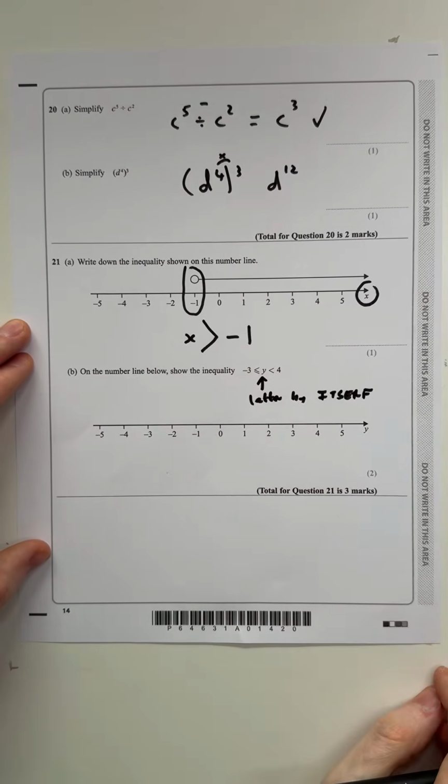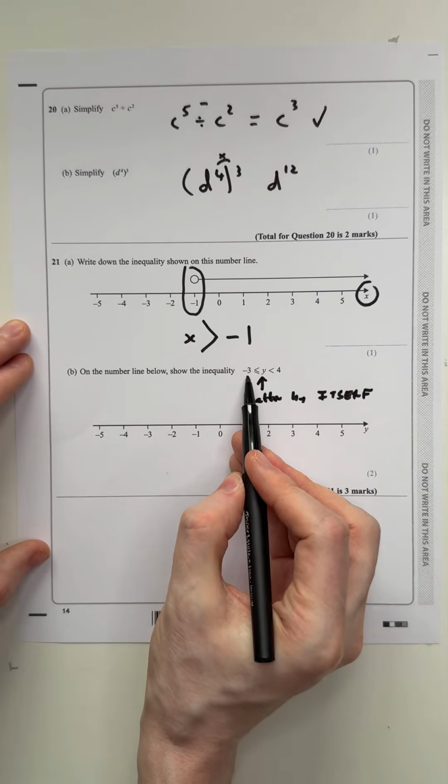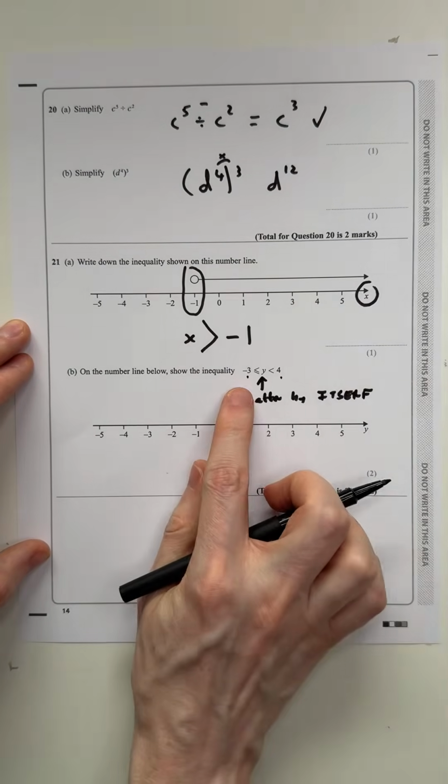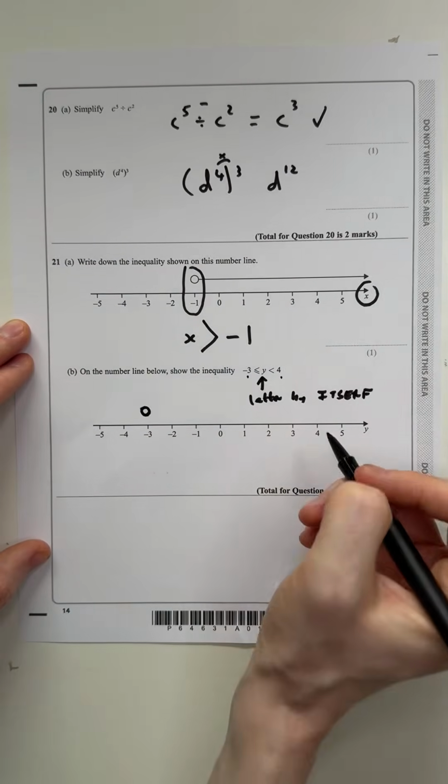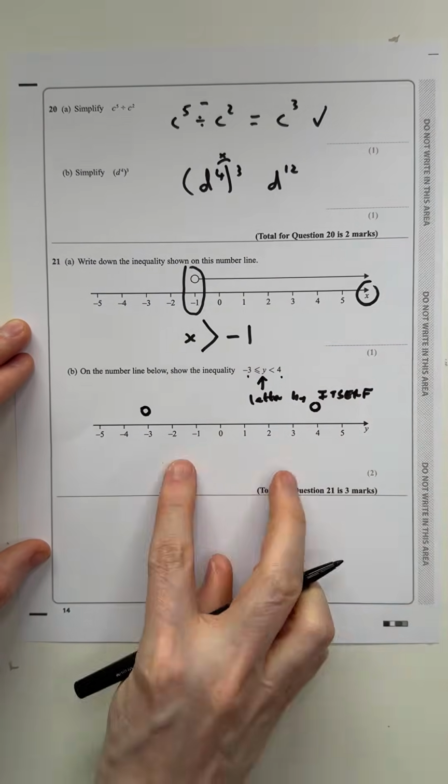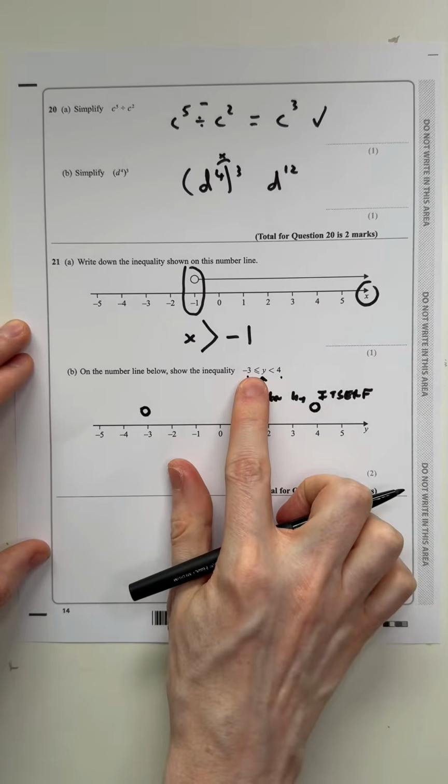So if they're given it by itself, all you've got to do is start by drawing two open circles above the two numbers either side. So draw a circle above -3, and draw a circle above 4. You always draw circles above the two numbers as long as you've got the letter by itself.